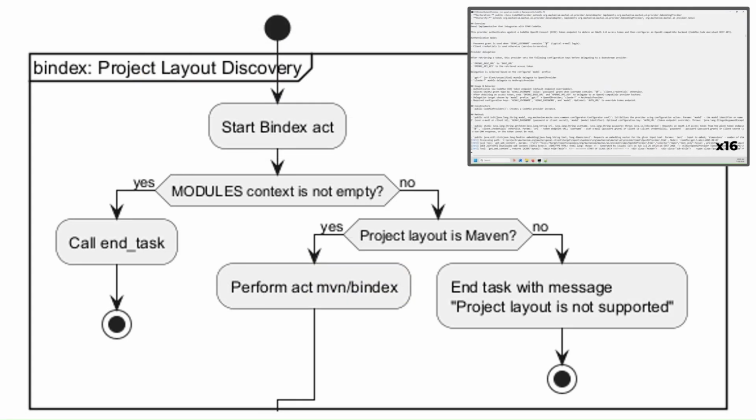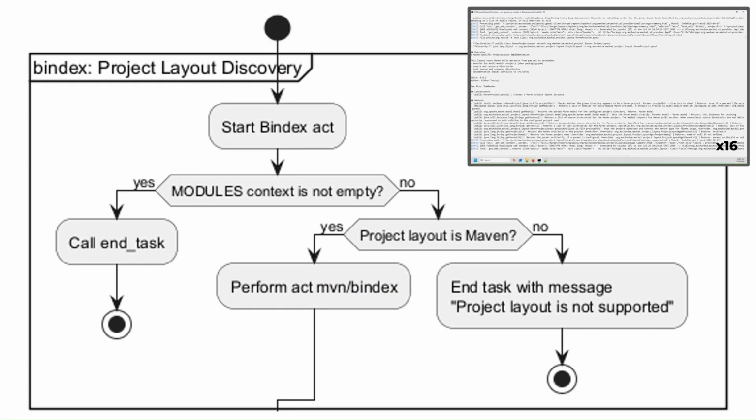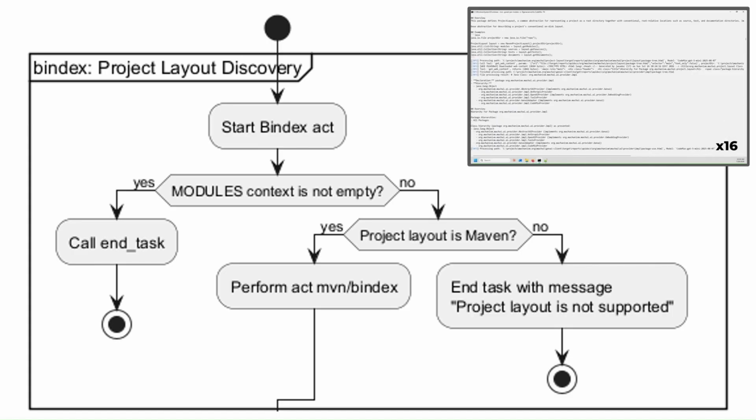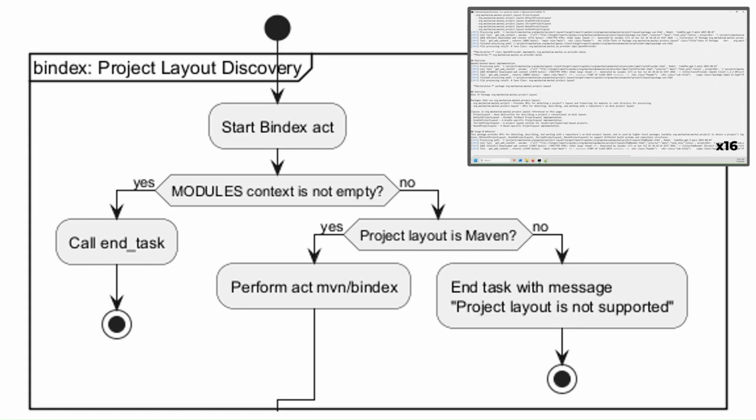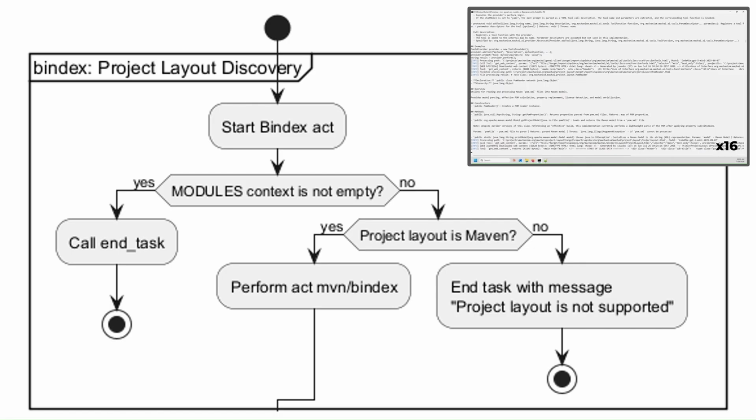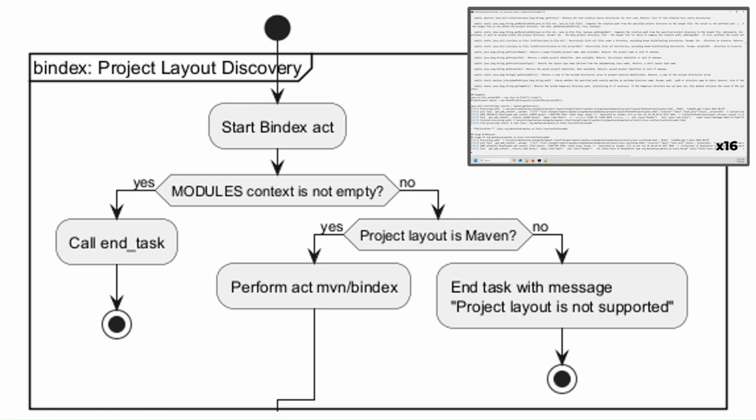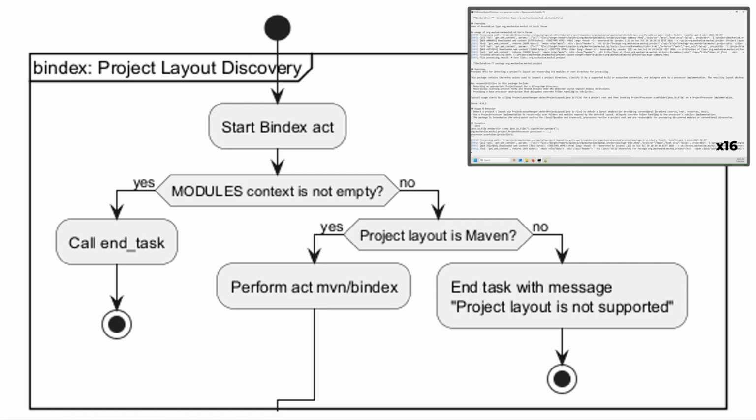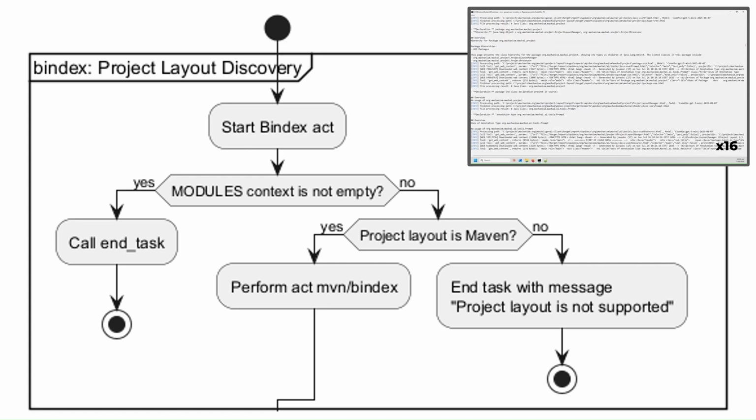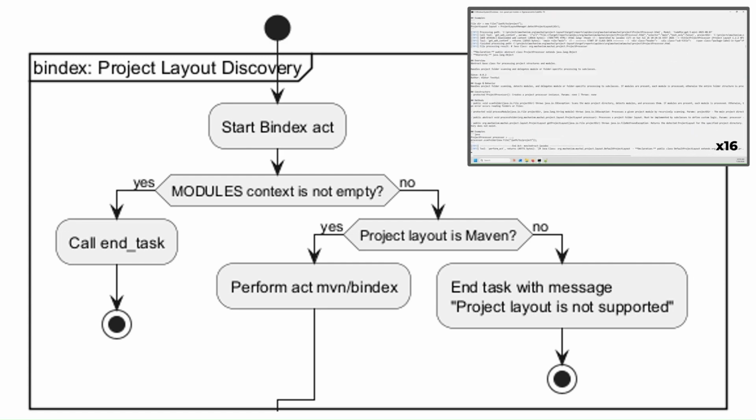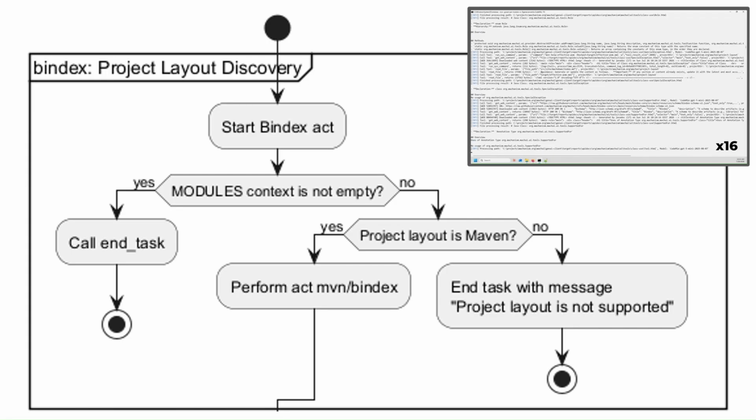In a modern enterprise ecosystem, we deal with an incredible diversity of project types, build systems, languages, and structural topologies. To navigate this complexity, the bindex pipeline starts with a dedicated project layout discovery boundary. Our goal here is context-aware automation, dynamically discovering what a project is before deciding how to index it.